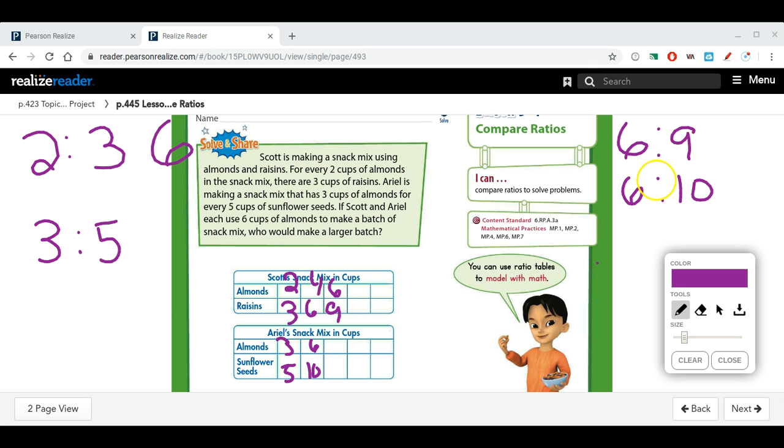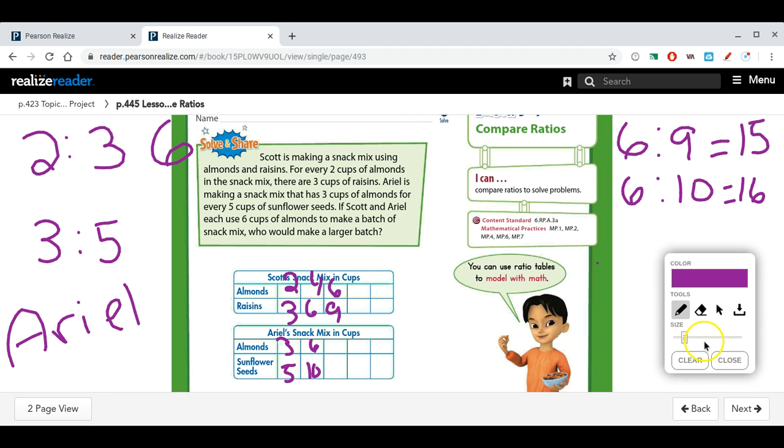And so we can look at these ratios and go, oh, well, she made 6 to 10. 10 is bigger than 9, so it's a bigger ratio. But to do this, what we need to do is we are going to add these two together to get the totals. So when I add 6 and 9 together, I end up with 15 cups. And then when I add 6 and 10 together, I get 16 cups. So Ariel makes the larger snack mix because she has 1 more cup of mix.